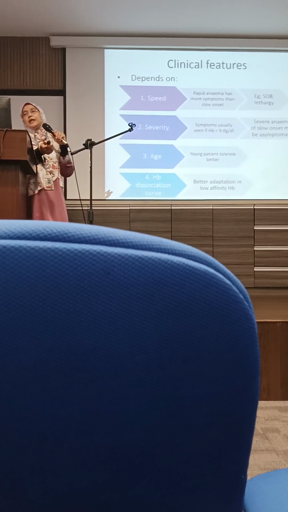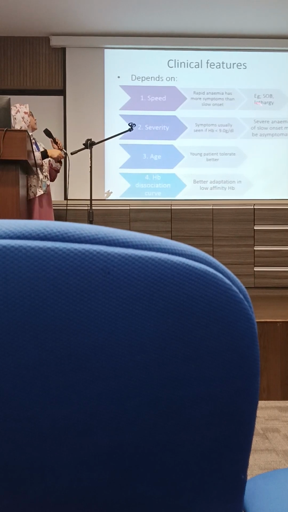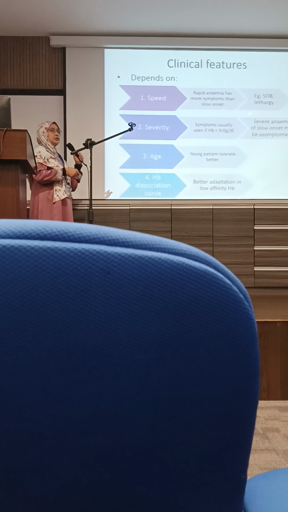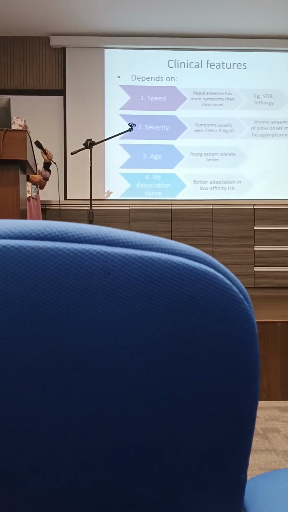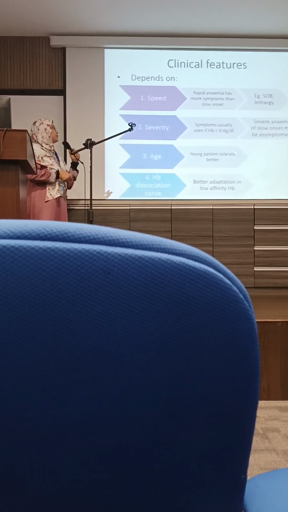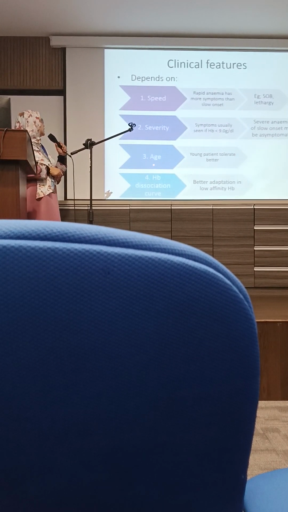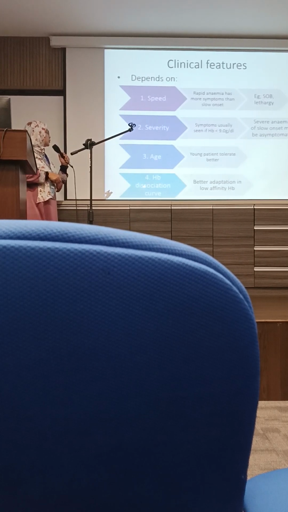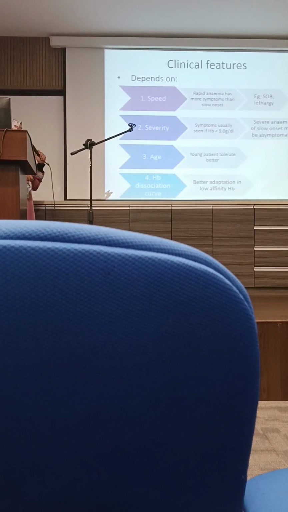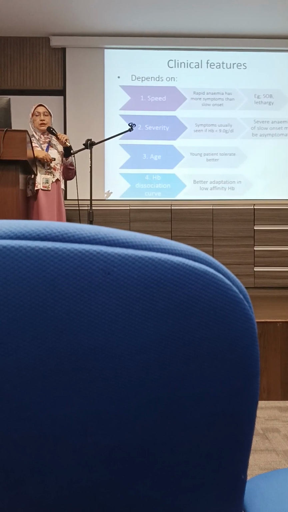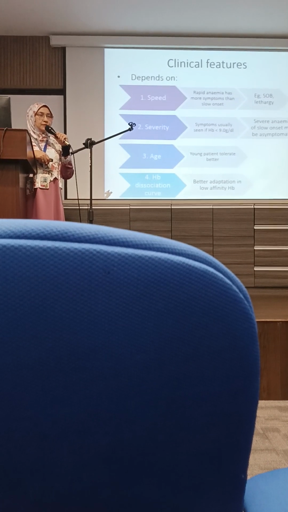And severity of anemia. Usually if it is more than 9, the patient has no symptoms. If it is less than 9, they can have symptoms like lethargy. Usually lethargy is the common symptom. And the age of the patient. Young patients will tolerate better compared to elderly. The other factor is the hemoglobin dissociation curve. It is better adapted in low affinity hemoglobin. You have studied physiology, right? Hemoglobin dissociation curve? Okay.